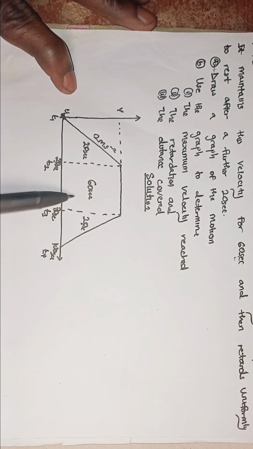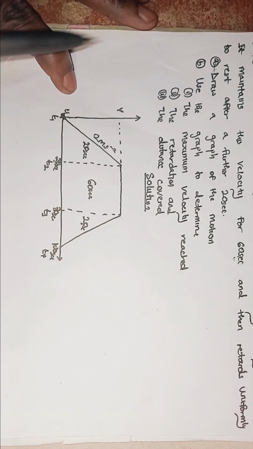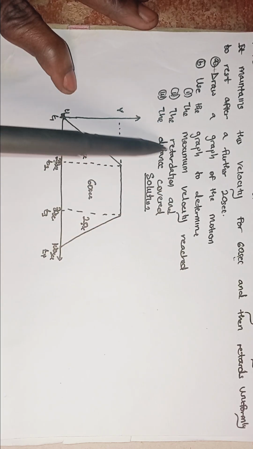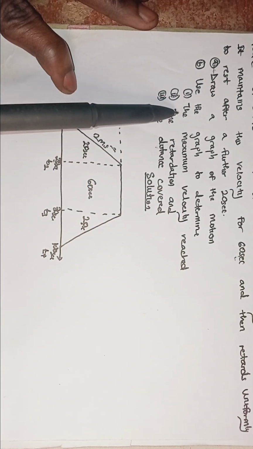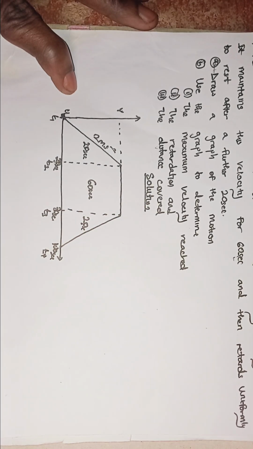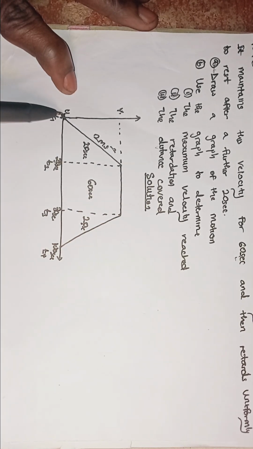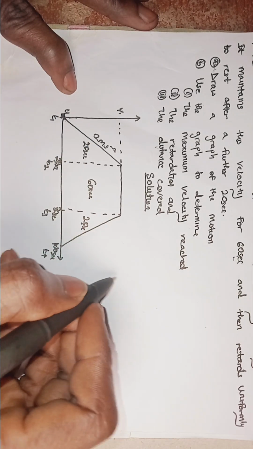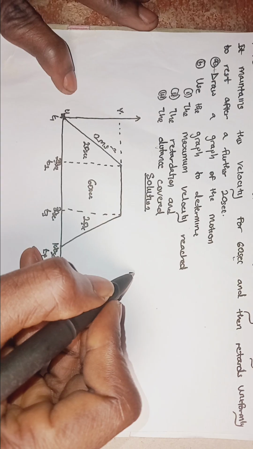So from the first question, they said we should draw the graph. So we have drawn the velocity-time graph. For the second question, we should use this graph to determine these three that we have here. The first one is the maximum velocity reached. So this is the maximum velocity. This is the initial velocity where it starts from. Remember, we are given an acceleration.